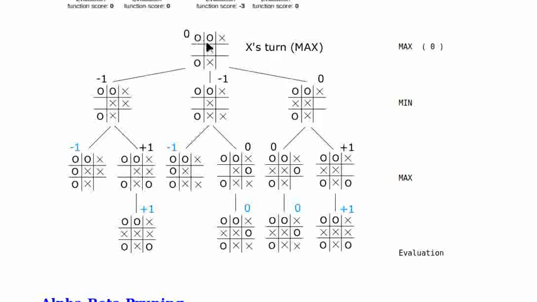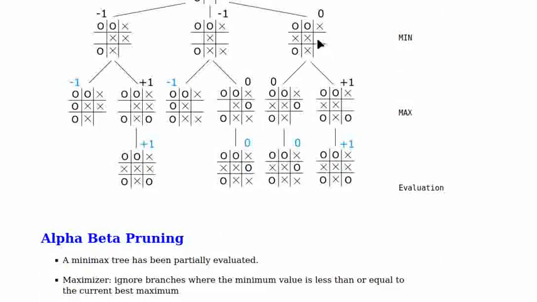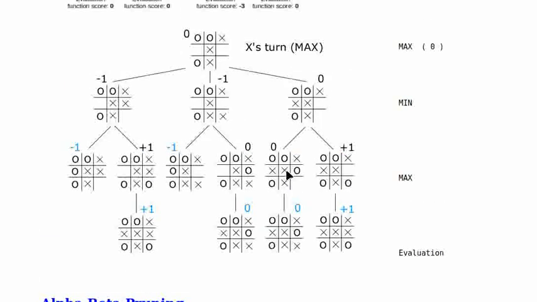That means in the game, X will take this route, so we'll put an X here. And then O will minimize the score, which means it will take this route, so you will put an O here. And then X, we put X here, so it's a draw. That's how the minimax algorithm works.